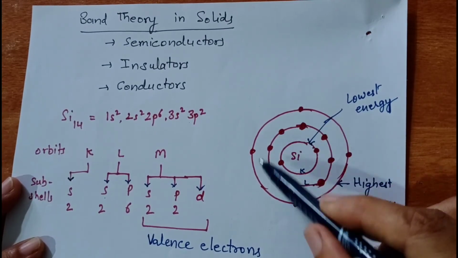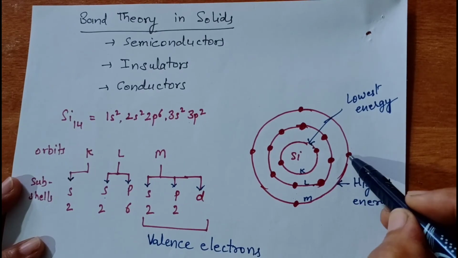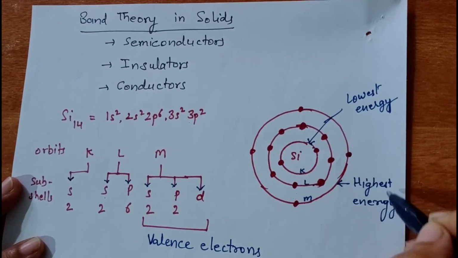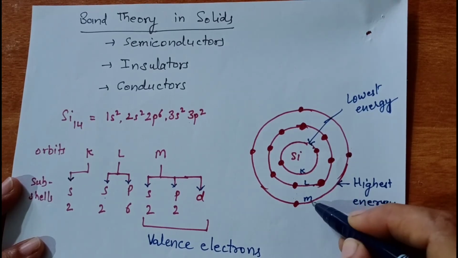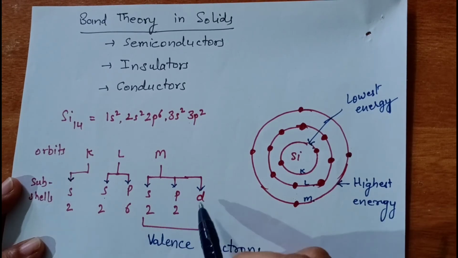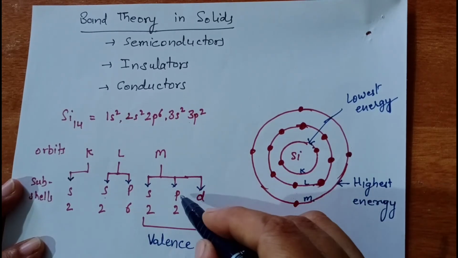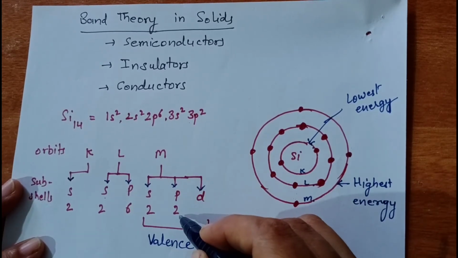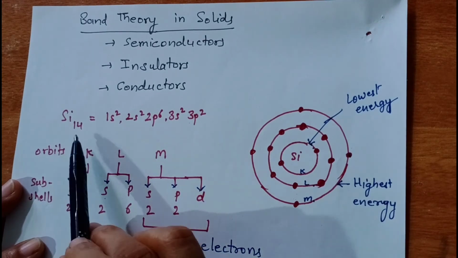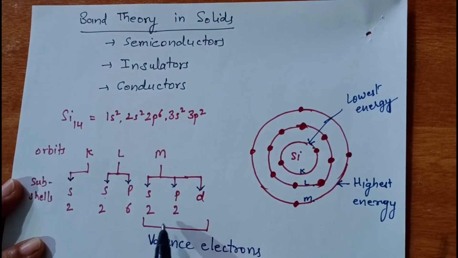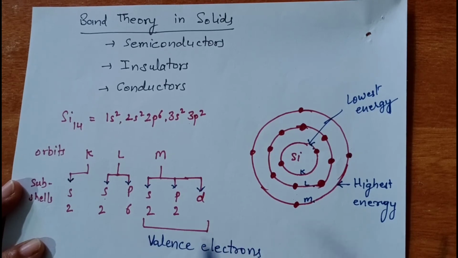Then this is the third energy level. This is the highest energy level or the outermost level. It can also be represented by M. It has 3 subshells, S, P and D. In this we have 2 electrons in the S subshell, and in the P subshell we have only 2 electrons because its atomic number is 14. So the last shell consists of only 4 electrons.